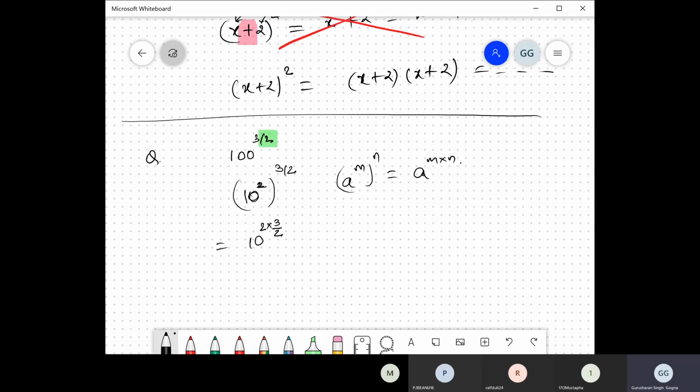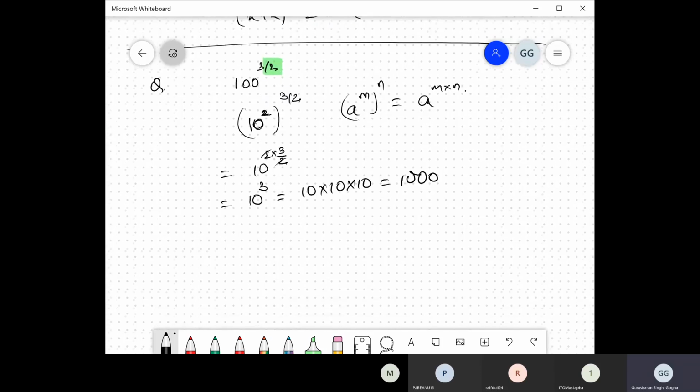So what's the benefit now? So 2 multiplied by 3/2. So 2 divided by 2 basically you can cancel. So what you are left with is 10 to the power 3. And you know that 10 to the power 3 means 10 by 10 by 10, which is 1000. So without using a calculator, you can simplify these questions. So let's try again. Another one.